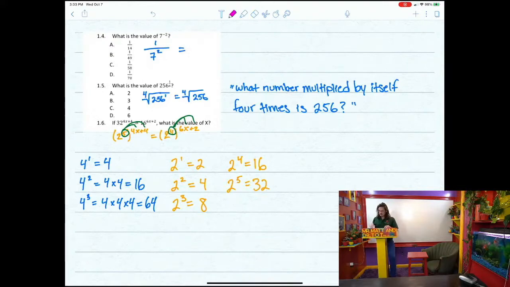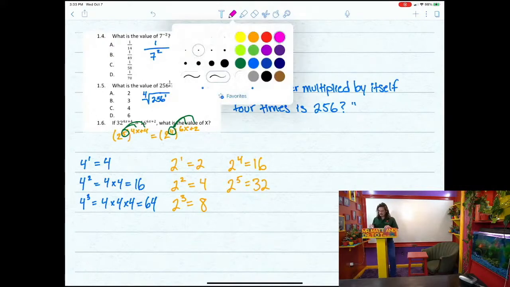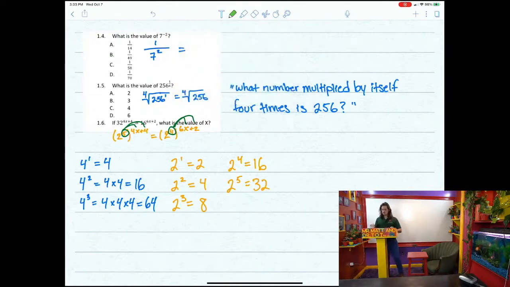Okay, so if we look at number 4, 1 over 7 squared, that's going to be equivalent to 1 over 49. 7 squared is 49, so the answer to 1.4 was B.